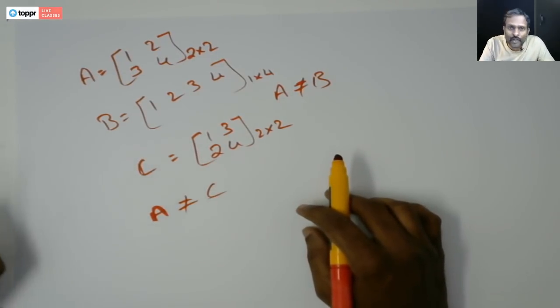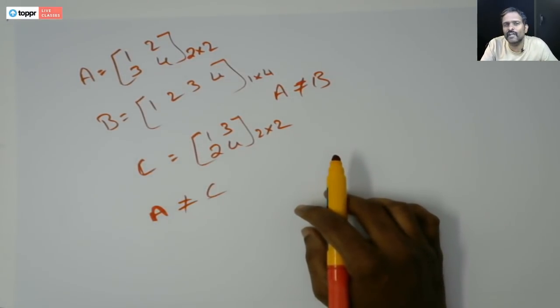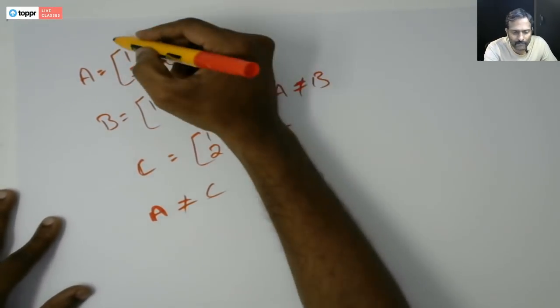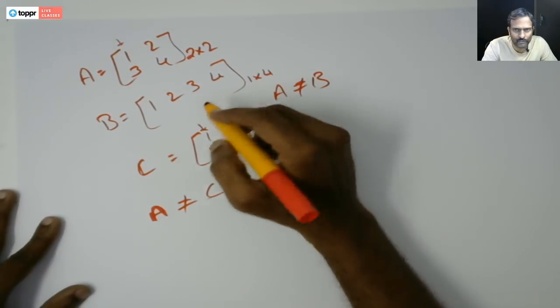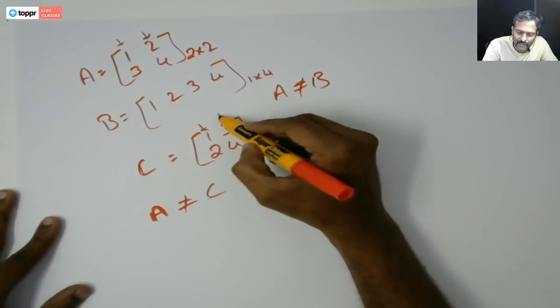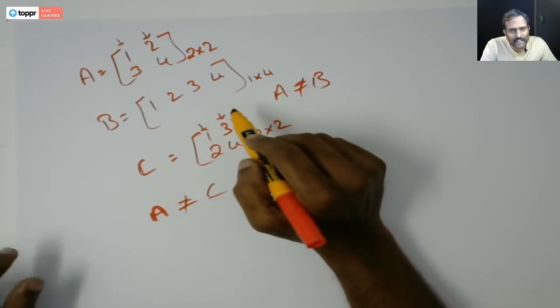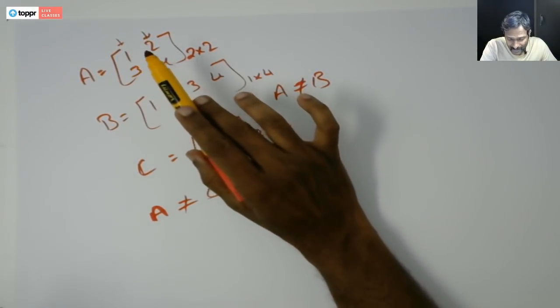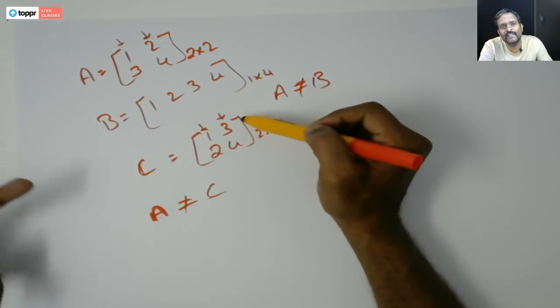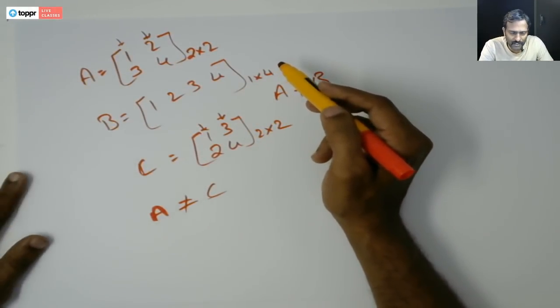That means the corresponding elements are not equal. Here we have to check the corresponding elements. If the corresponding elements are equal, then you can say the matrices are equal; else the matrices are not equal. Here the first element is 1, here also the first element is 1, so you can say they are equal. But in the second element, A and C are different, because A's second element is 2, and here it is 3. Then these two matrices are not equal.